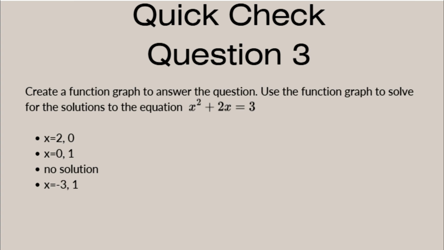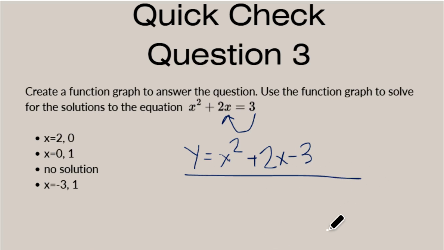Quick check question 3. Create a function graph to answer the question. Use the function graph to solve the solutions to the equation x squared plus 2x equals 3. So in order to do this, first you're going to move this 3 over here to make it equal to 0. Then you're going to take this new formula and make it equal to y. So it's y equals x squared plus 2x. We moved that 3, so now it's a negative 3. You're going to go to geogebra.com and graph this. Then you're going to see where it crosses the x-intercept and find your answer.